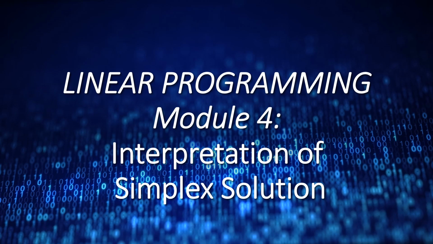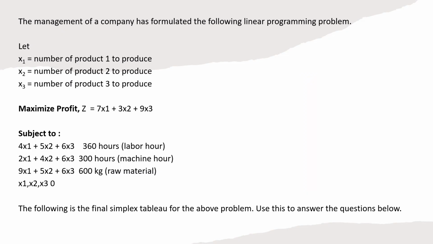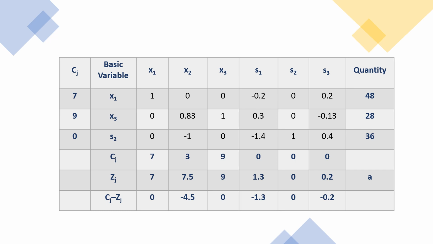Module 4: Interpretations of Simplex Solutions. We will use examples that have been used in the previous module. In this example, the company produces 3 products and faces 3 resource constraints. The resources are labor hour, machine hour, and raw material. This is the final simplex table for the problem. We will use this to answer the questions.